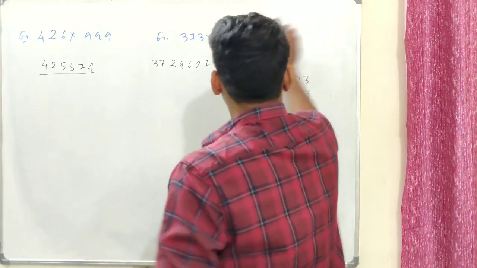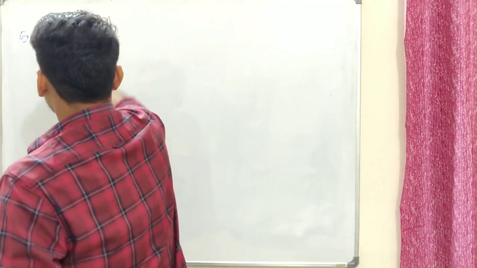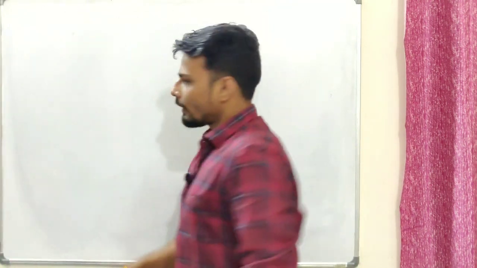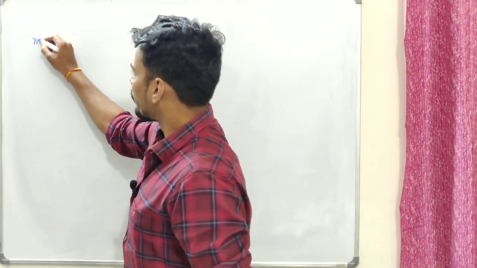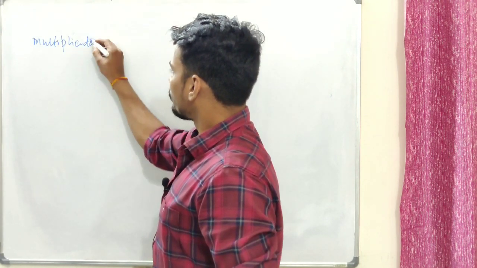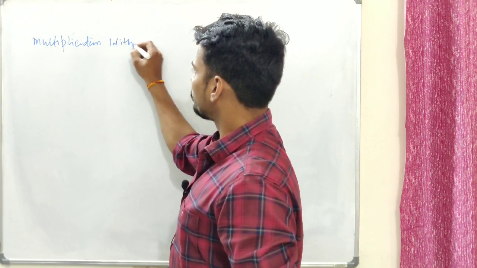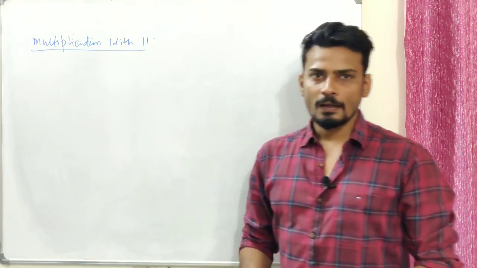Alright, okay. Now let us learn multiplication with 11. That again is a very interesting thing. I'm going to teach you how to multiply with 11, how to multiply with, let's say, triple one, how to multiply with more number of ones coming in the picture. So the next is multiplication with 11.